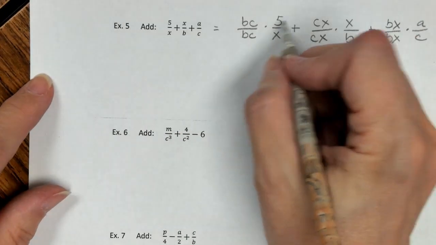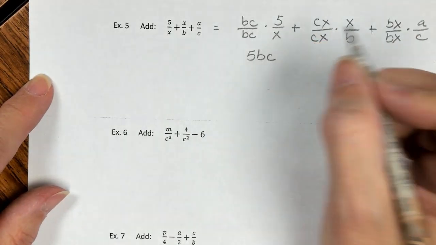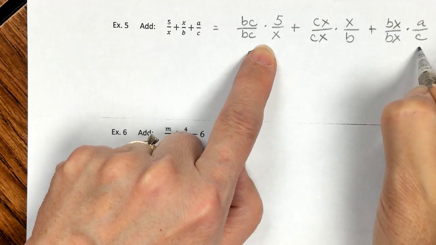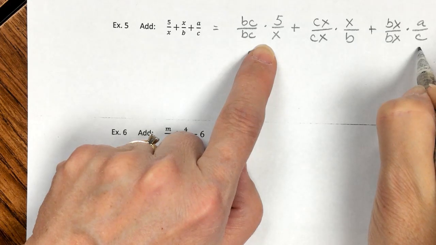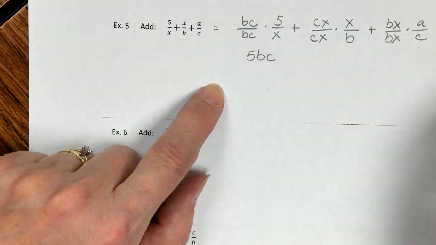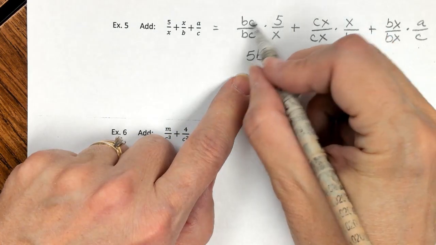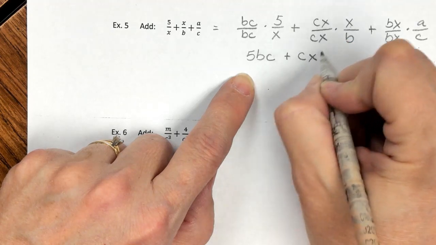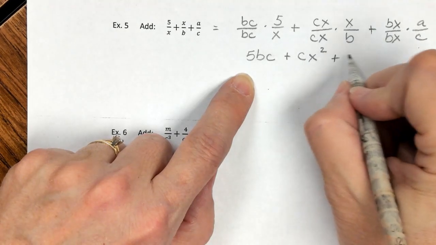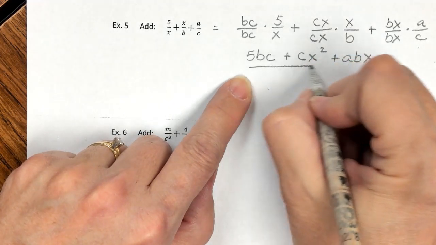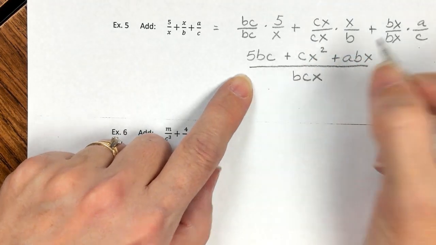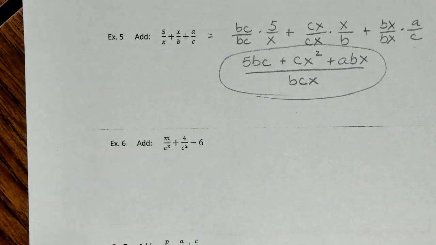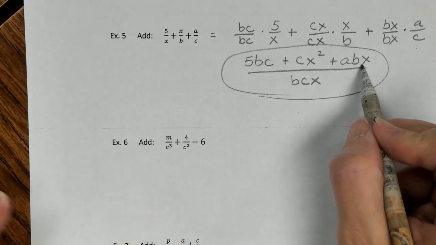So we have 5bc, and you see bcx, bcx, bcx. I know I have common denominators, even though they're maybe not always written in the same order. They are the same denominator, so I'm going ahead and writing it as one fraction immediately. 5bc plus cx squared plus abx all over bcx. Again, there's not a GCF for all three of these terms. We cannot factor and reduce.